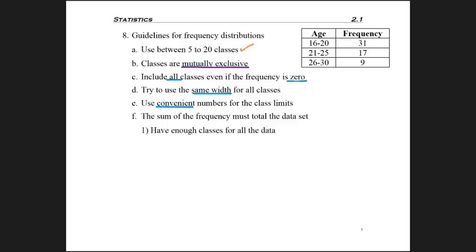Lastly, you want to make sure that the sum of the frequencies is the total of the data set, meaning that you go back and count these up and see how many data items you were supposed to be using. It lets you know that everybody fit into a category, and that's kind of repeated by having enough classes for all the data. So that's just an example of some things to look at when making your table.